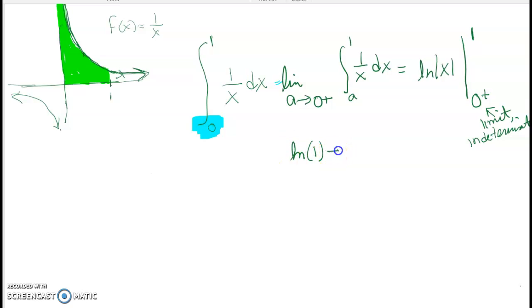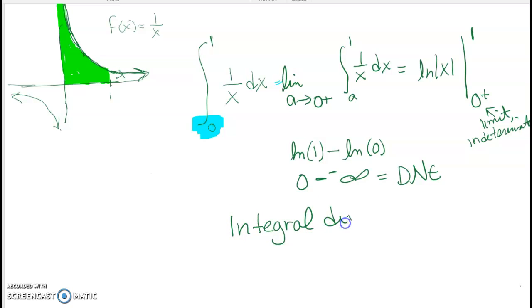that's going to be ln of 1 minus ln of 0. Oh, that's a problem. So we've got 0 minus negative infinity. But it's not indeterminate. It just does not exist. So that thing as a limit does not exist. And what we say when that limit does not exist, when we complete this algebra, is we say the integral diverges. Geometrically, that means the area under this curve, underneath 1 over x from 0 to 1, is infinity.